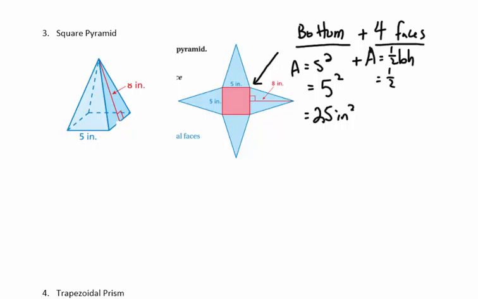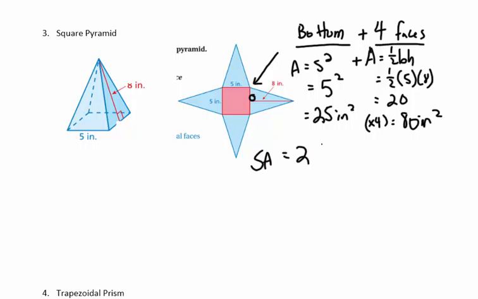And the triangle itself is 8 high. There's the right angle here. It's made by an 8 and a 5. So 5 times 8 is 40, half of that is 20, and we have 4 of those, we're going to multiply that by 4. That's 80 inches squared. So my surface area then is the 25 plus the 80, which is 105 inches squared.